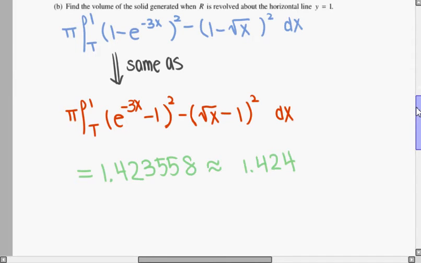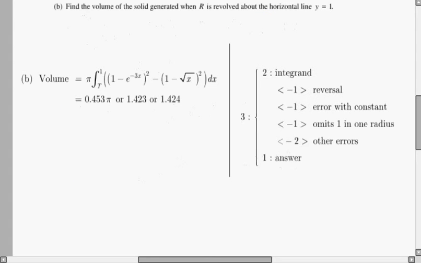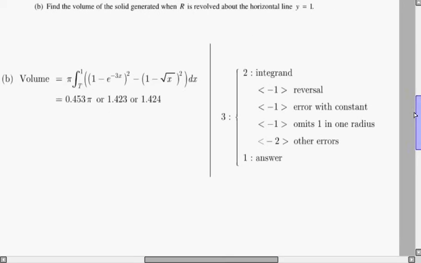So after plugging that into your calculator, which I'm going to assume you know how to do by now, and also I did it 2 minutes ago, you would get 1.423558, which is roughly 1.424. Now on the AP test, you get 2 points for your integrand and 1 point for your answer. For your integrand, you're going to lose 1 point if you reverse it. You'll lose 1 point for an error with the constant, and you're going to lose 1 point if you leave out the 1 in the radius. And if you just do something weird, they're going to take 2 points off.